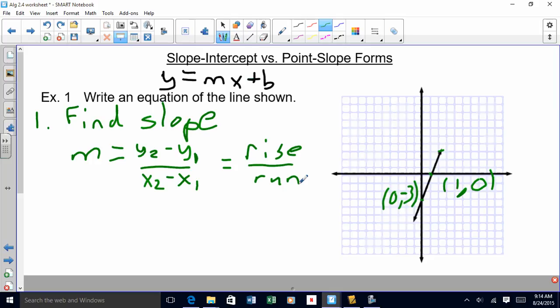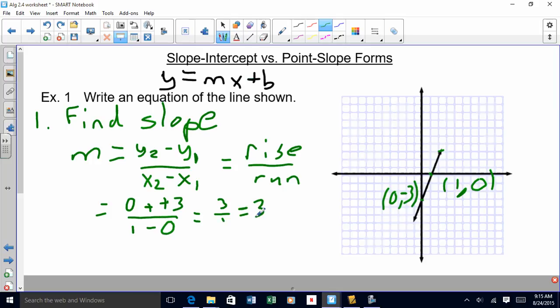If we use the slope formula, we can say, okay, it doesn't really matter which one you call 2 and 1. I'll just say y2 is 0 and y1 is -3. So 0 minus -3 over x2 is 1 minus x1 is 0. So if we did that, we'd have plus a positive there, of course, so we'd have 3 over 1, which is just 3.